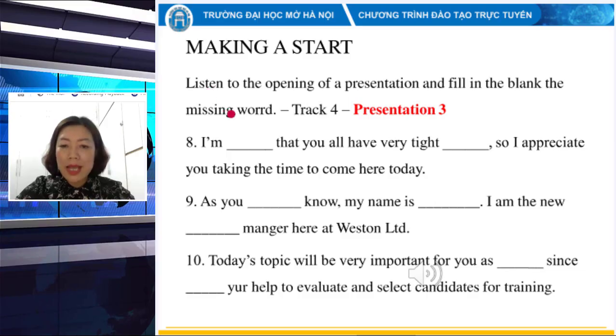The next one, how can you say it? You have a very tight schedule, so I appreciate you taking the time to come here today. So you can say, I'm sure that you have a very tight schedule. Tight schedule here means that you have got a lot of things to do. You have just a little time. So I appreciate you taking the time to come here today.